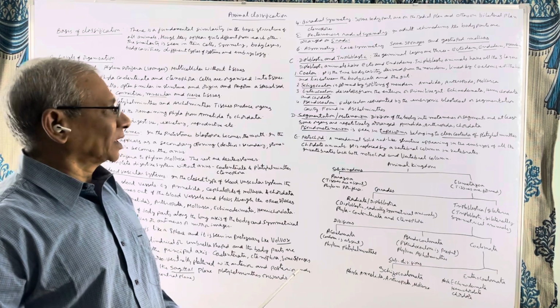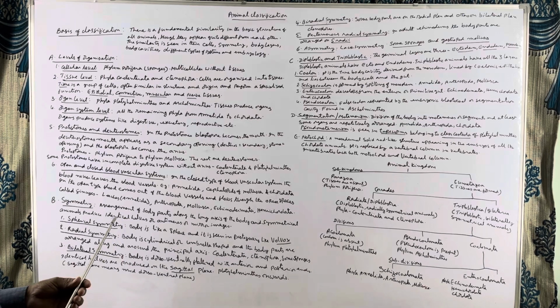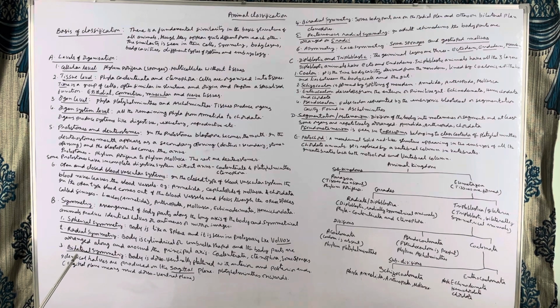The topic taken for today is animal classification. Animals, though they appear different, exhibit a fundamental similarity in their basic structure. Then, the similarities of different animals can be seen in their cells, symmetry, body layers, body cavities, different types of systems, and also embryology. Now let us see how the similarity exists between different organisms.